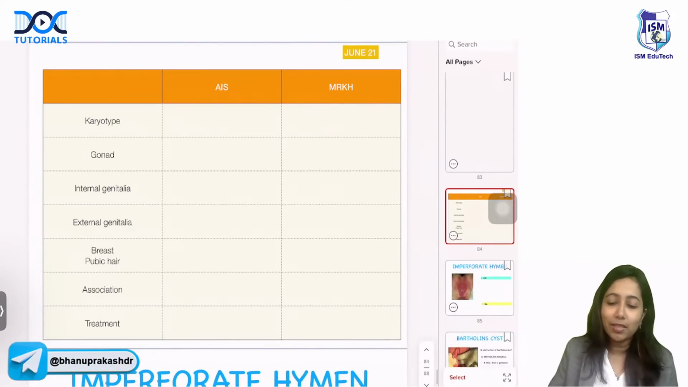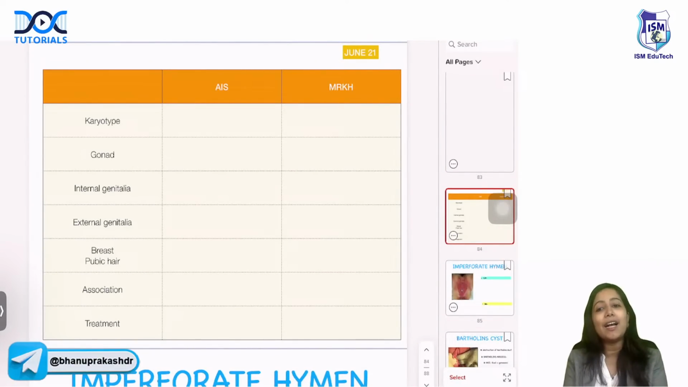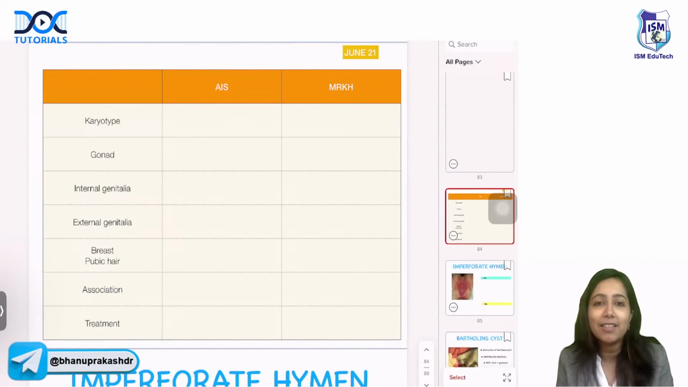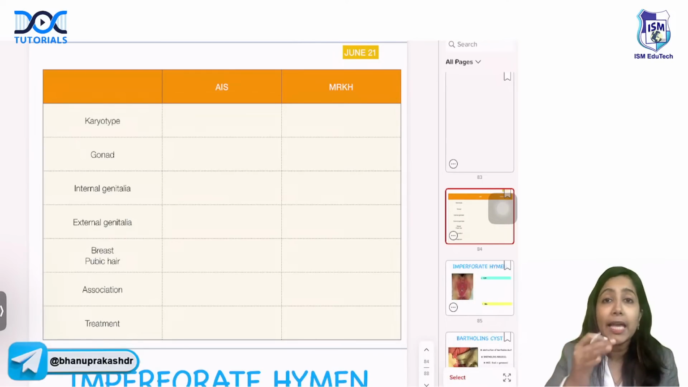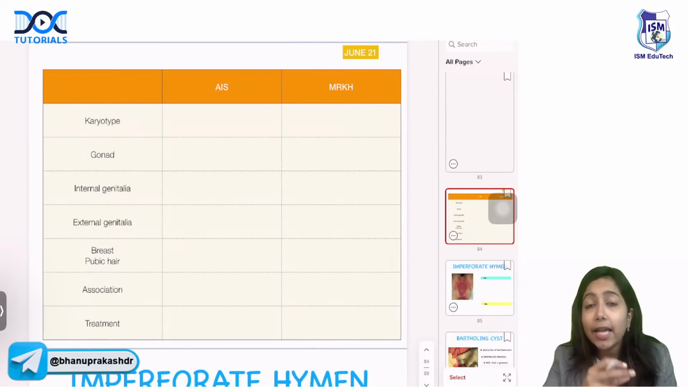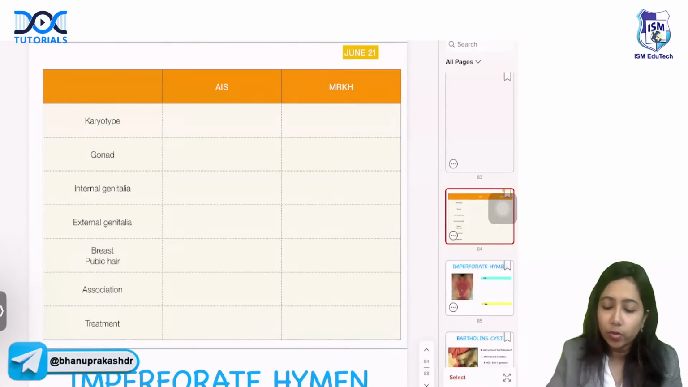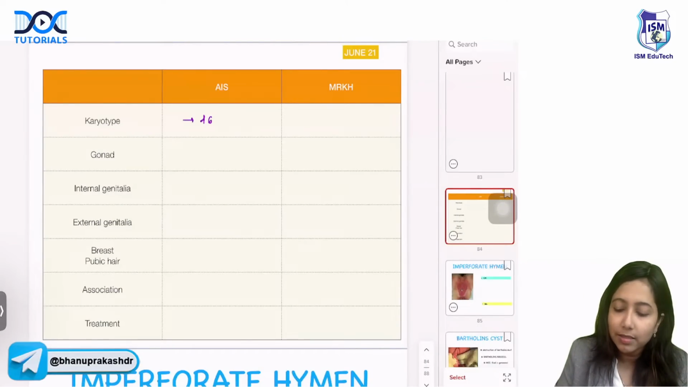Now, a key important table, how to differentiate between AIS and MRKH, androgen insensitivity and Mullerian agenesis, Mayer-Rokitansky-Kuster-Hauser syndrome. You don't need the full form actually. Just remember MRKH, that's fine. So, AIS, basically, is karyotypically a male. So, the karyotype is 46XY.